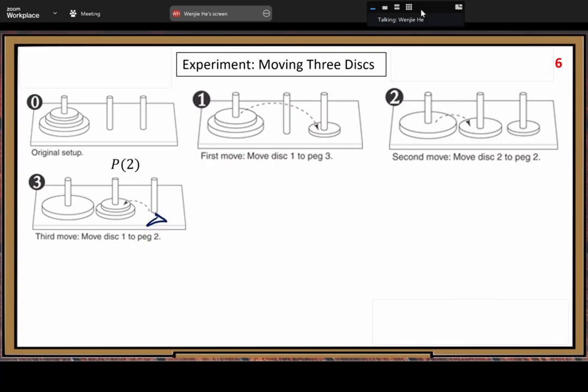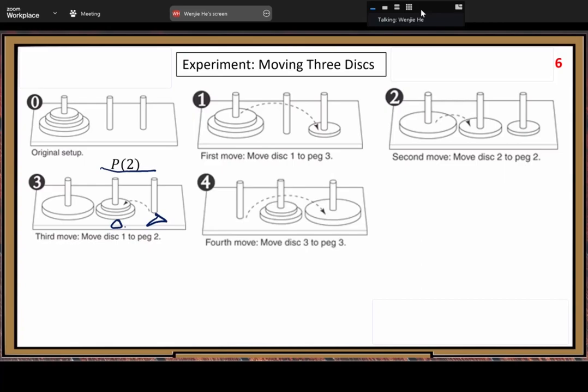Here you can see what we do if we use P to represent problem. P of 2 means we apply the solution of the problem of size 2. Because we move these 2 disks to the middle peg, that is exactly applying the size 2 solution: move 2 disks from one peg to another peg. Then step number 4, the bottom disk, we move to its destination location.